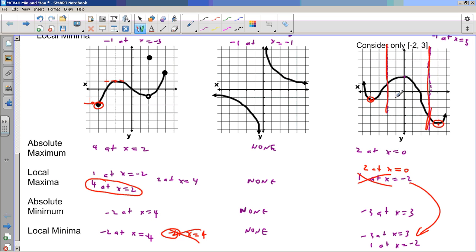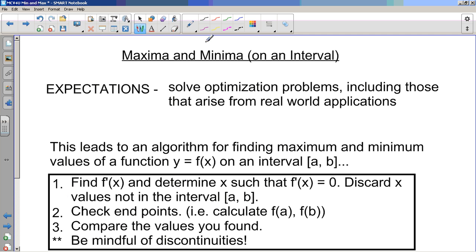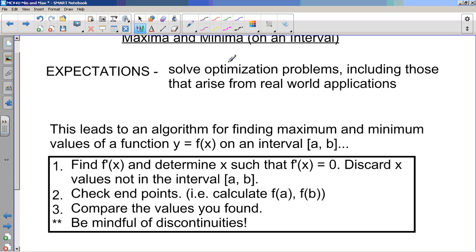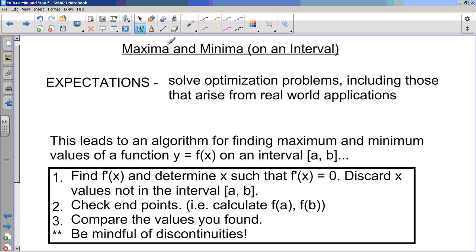But of course, we're not going to be given the graphs all the time. We have to figure out how to do this. And it's actually a pretty simple procedure. And here, maxima and minima, that's the plural of maximum and the plural of minimum. Okay, maxima and minima. And this sounds important, and it is. A big chunk of the remainder of this chapter is optimization problems. But it'll be a day or two before we get to the problems.